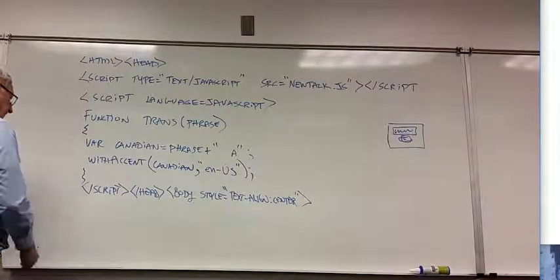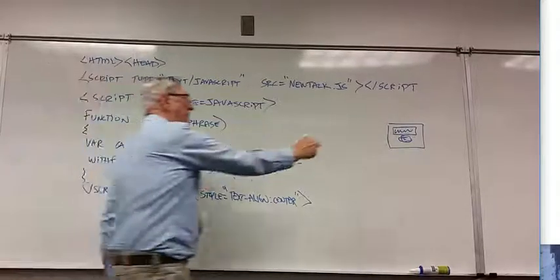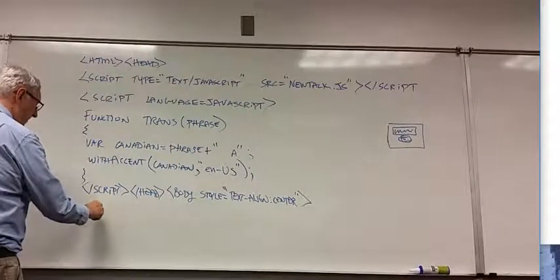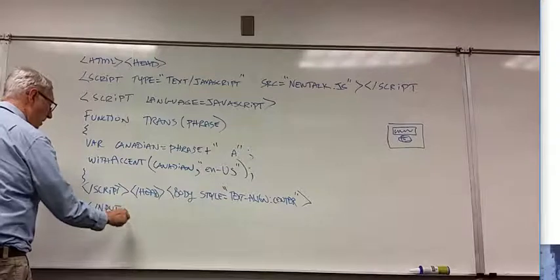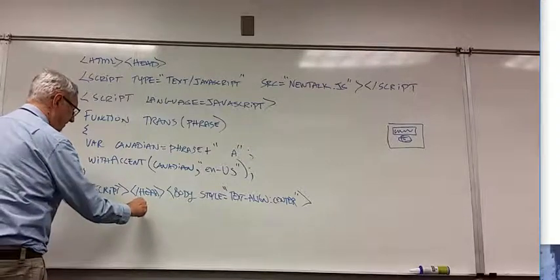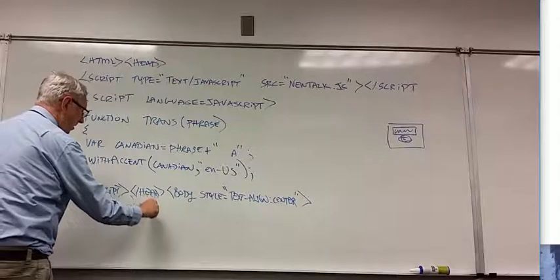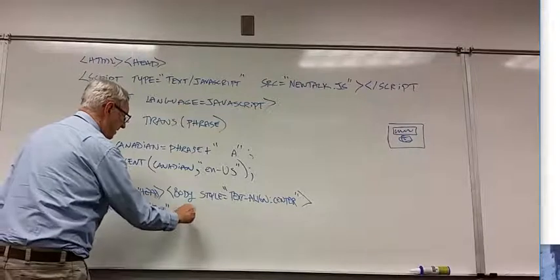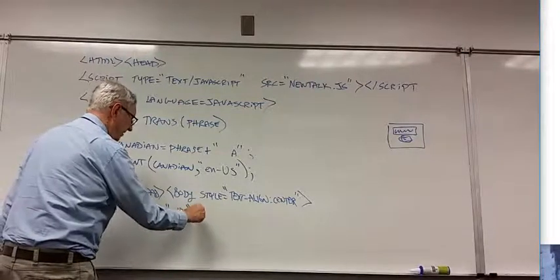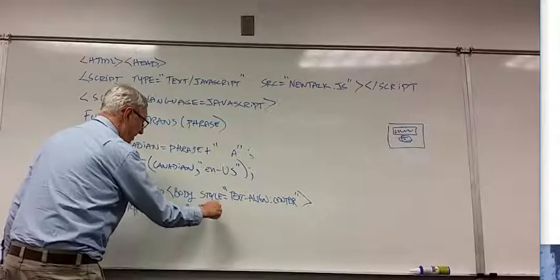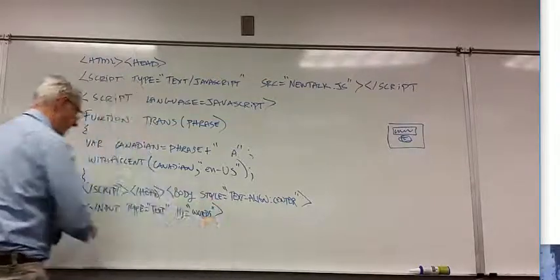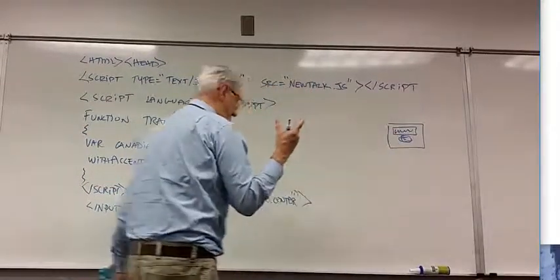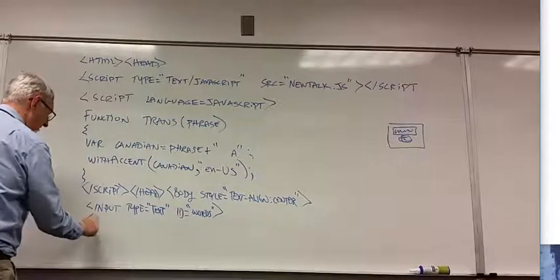So now we're in the body, and first thing I want to do is put a place for us to type in stuff. So I put it up there, I call it input. Type equals text. And I have to give it an ID, so I'll call it words. I'll just give it any old ID. That thing right there will connect the thing. So whatever I type in will be known as words. That's its variable name.